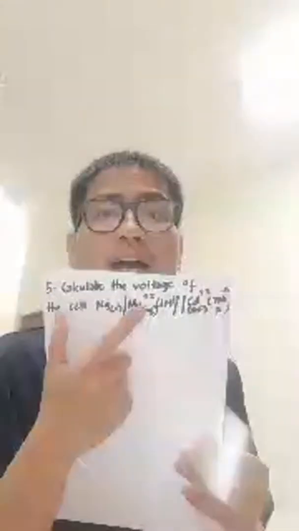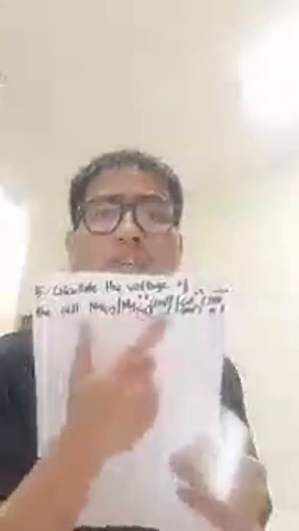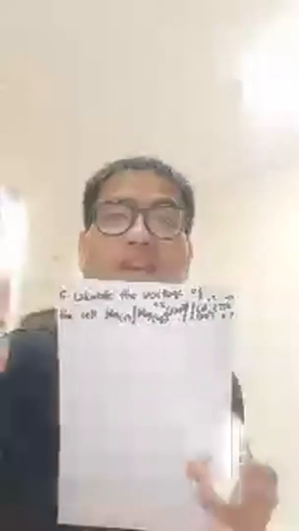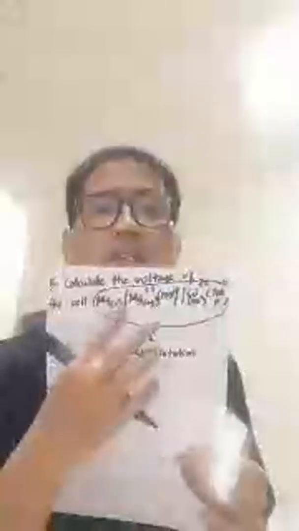So this one, guys, is the cell notation, the left hand abbreviation for the half cell reactions, anode and cathode. It's written like that, and also the metals, cadmium and magnesium. So there's a concentration. So this is the cell notation. This one and this one.